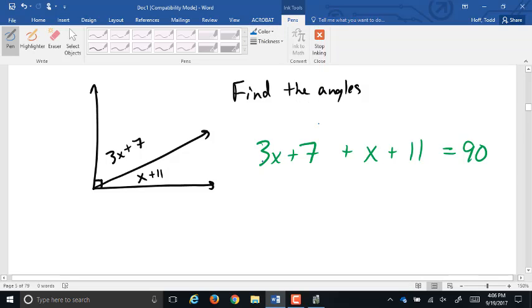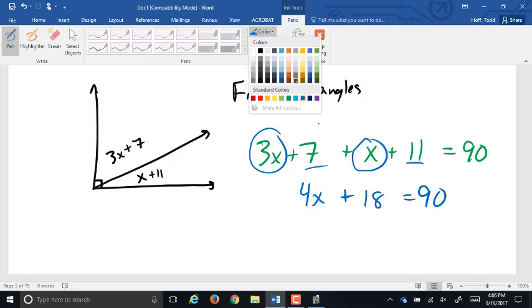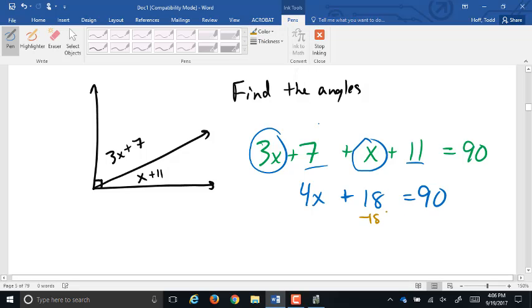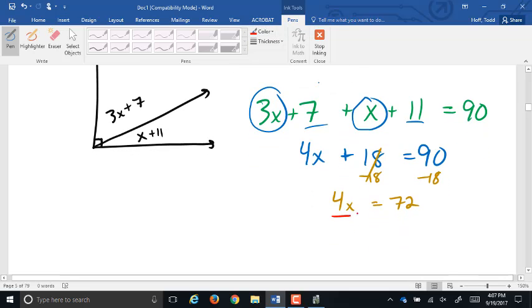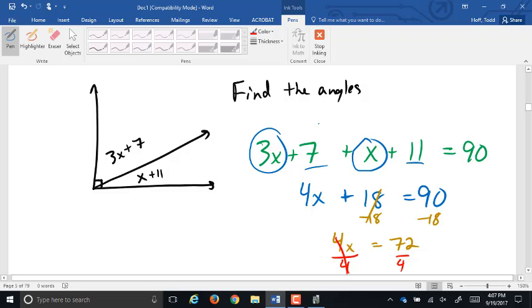And okay, that's 90. So 3x and x make 4x plus 7 and 11 makes 18. Good. Now what? Subtract 18. 4x equals 72, and then we divide by 4. So x equals 18. We're not done yet, of course. We have to go back and put that into each of them.